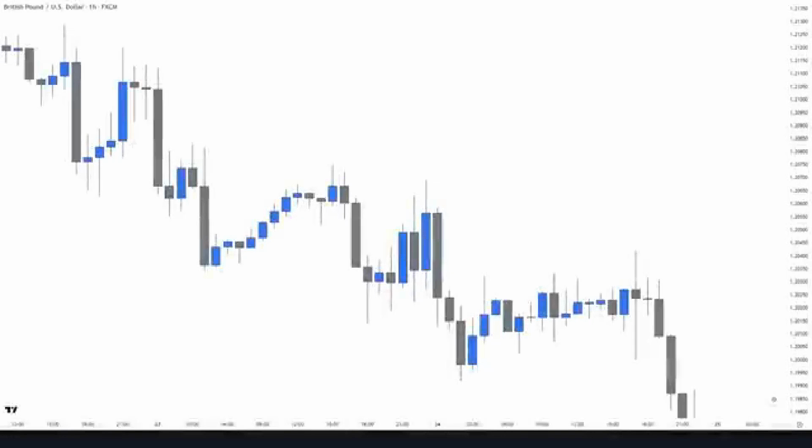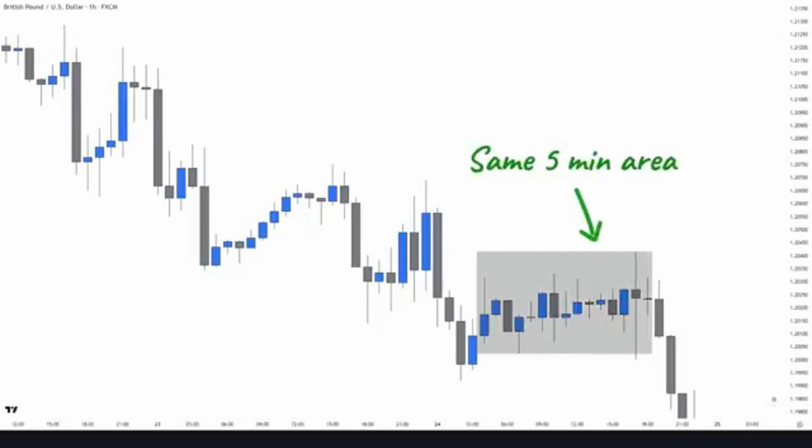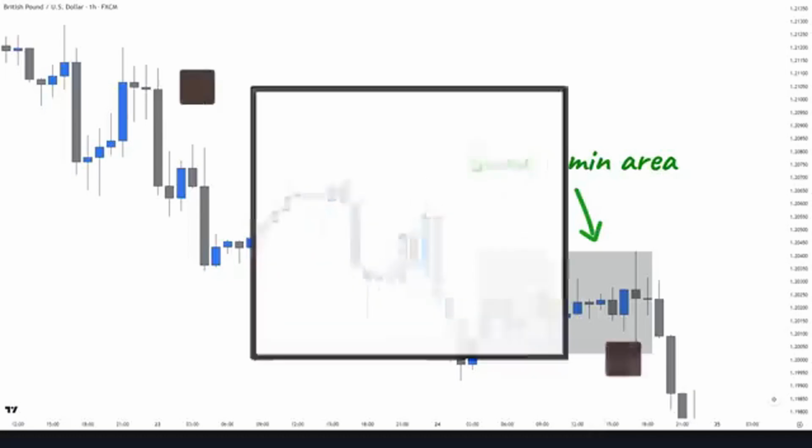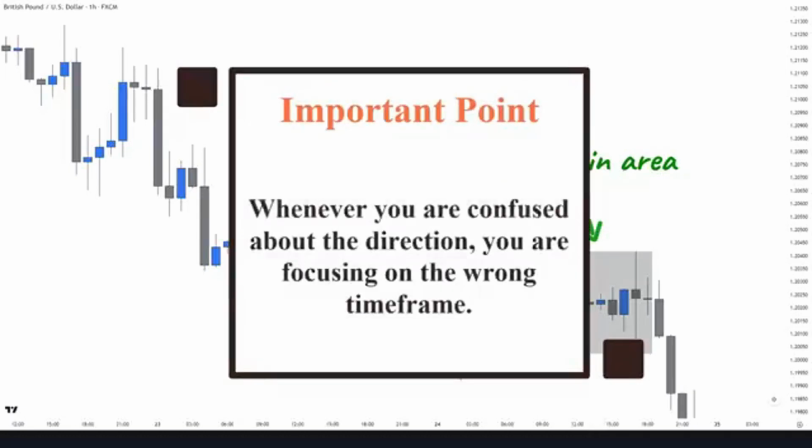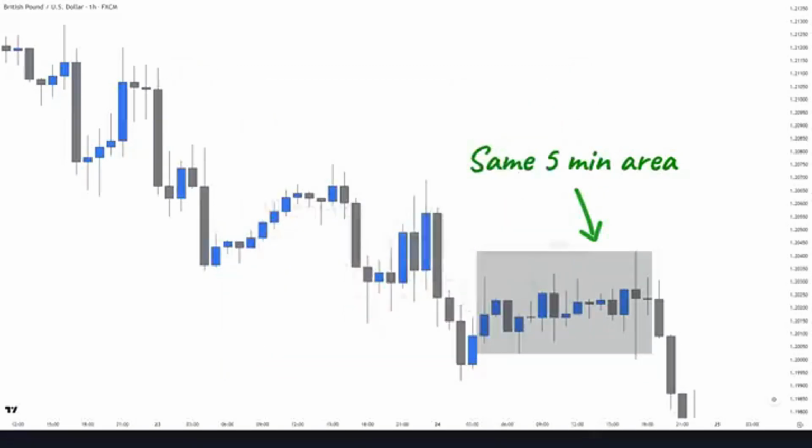But if we zoom out to the 1 hour time frame, you can quickly identify the market trend and the bearish pressure. This area is the same area on the 5 minutes chart we were previously observing. So, by knowing the higher time frame directional bias, we can take short entries with confidence in the 5 minutes chart. Remember that whenever you are confused about the direction and the market keeps violating key levels of structure, you are focusing on the wrong time frame. So analyzing the bigger picture helps you to enhance your ability to take more precise and confident entries.